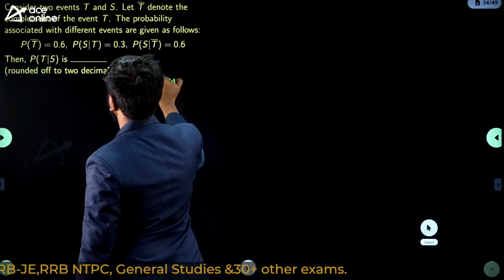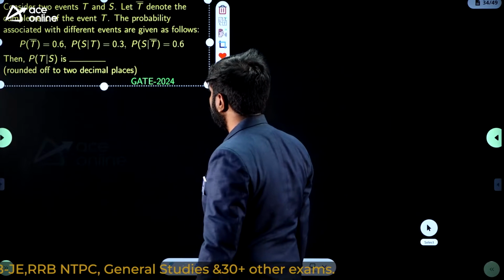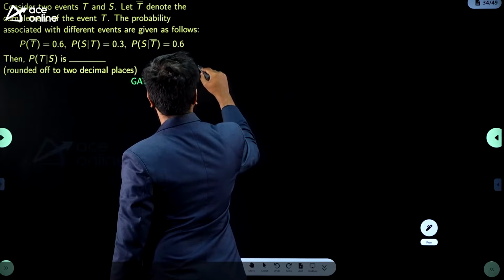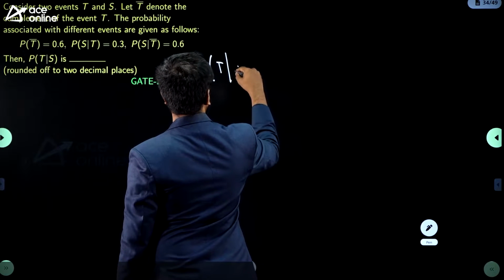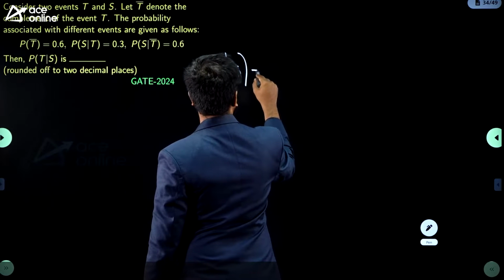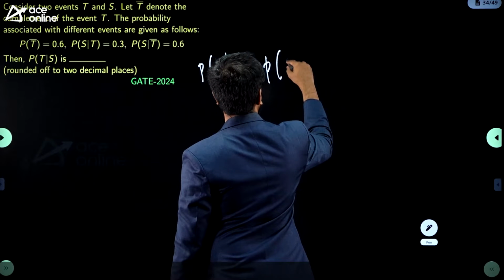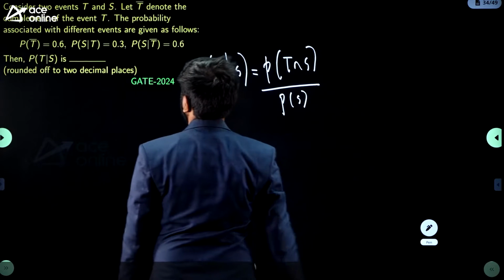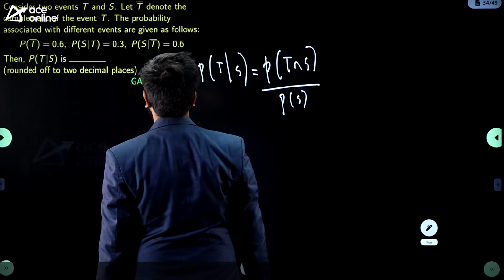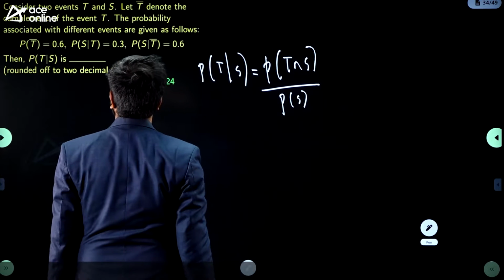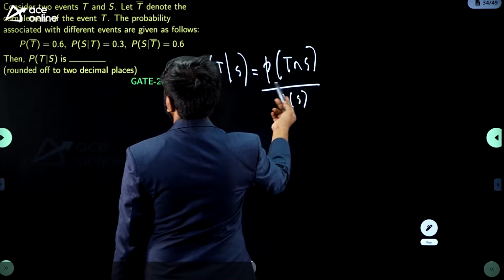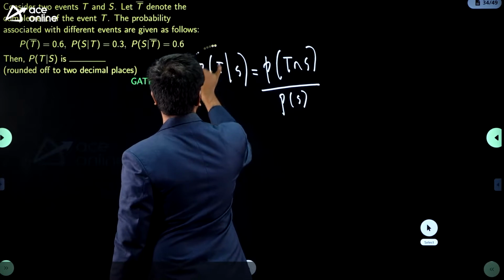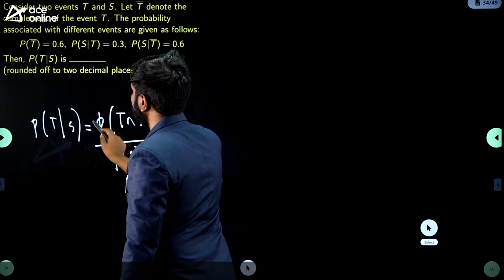So what is the given data? The probability of t complement is 0.6. What is asked? The probability of t given s. Now according to the conditional probability definition, this is given by P of t intersection s divided by P of s. So what are the things that I don't know? I don't know the probability of s, and I do not know the probability of t intersection s as well. So we do not know the numerator, we do not know the denominator. Through the given data you need to extract these two values and then find the answer.